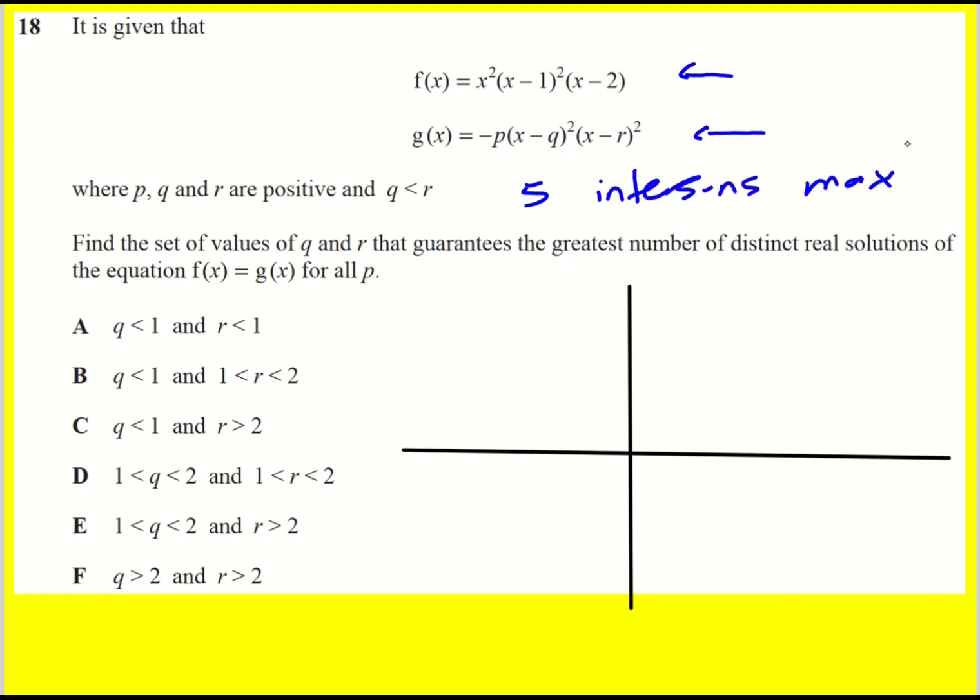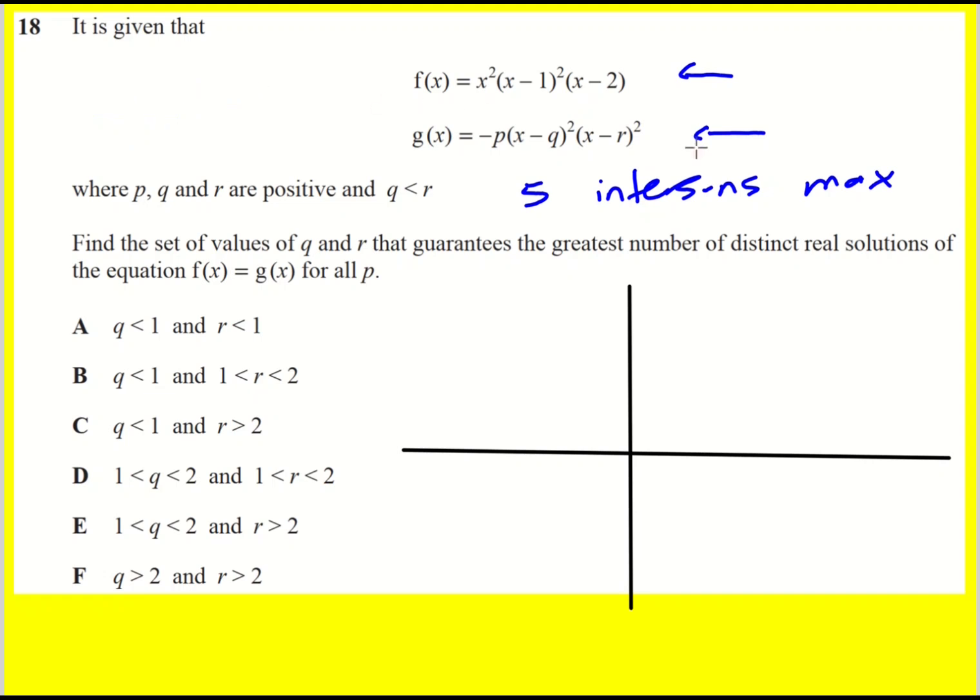Because if you set them equal, you could then rearrange it to create a quintic, x to the 5. You cannot get more than 5. That's the fundamental theorem of algebra. Like a quadratic, you can't get more than 2 roots, for example, for the same sort of reason. It goes up and back down. You can get 2, but you just can't have it come back down again.